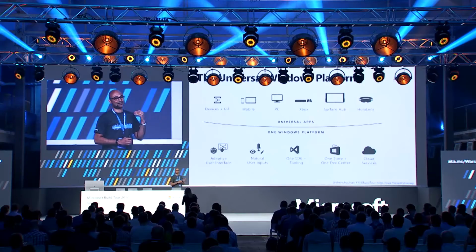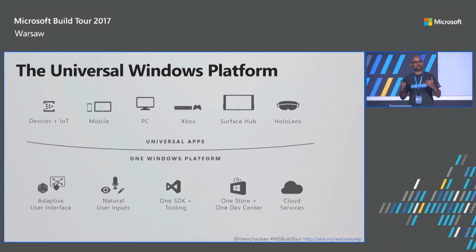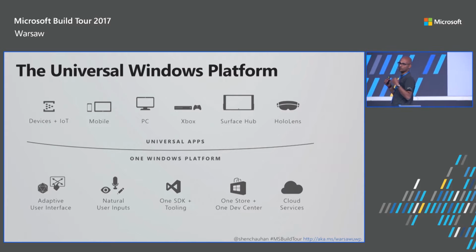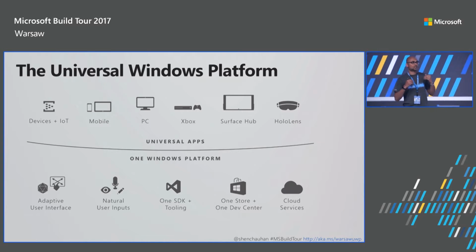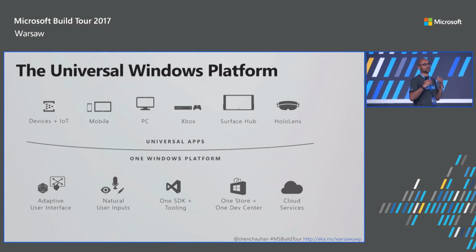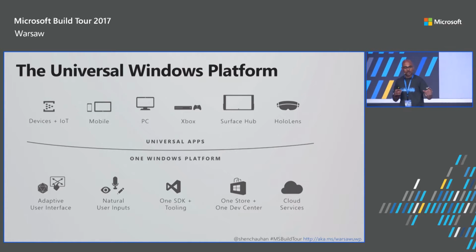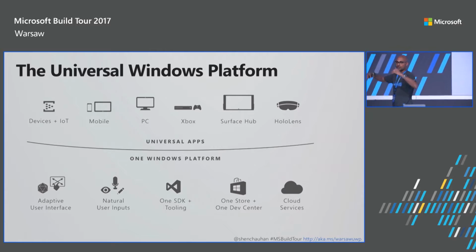So let's start with this slide. You've probably seen this slide in pretty much most of the sessions. But what I want to do is level set so you all get a great understanding of what the Universal Windows Platform is. The Universal Windows Platform is where we're investing our bet on Windows 10 applications. That's from the small IoT devices all the way up to the largest Surface Hubs and mixed reality devices like the HoloLens. This includes, obviously, your mobile PCs and Xboxes, too.